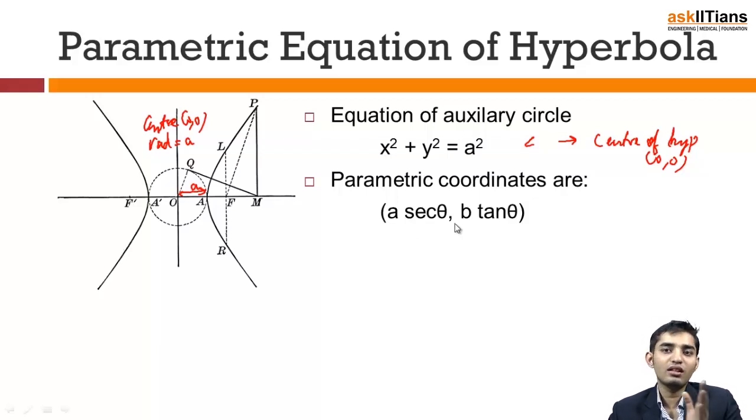Because cos square theta plus sin square theta will be 1. Here we have a minus sign in between, so we will take A sec theta and B tan theta, where theta is the parameter. Theta is varying.